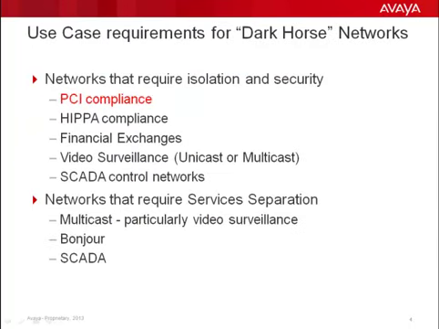There are many uses for Darkhorse networks, but they basically fall into two category types. First, networks that require security and isolation. Examples are PCI and HIPAA compliance, financial and trading applications, video surveillance, and process flow control environments, such as those facilitated by SCADA-type protocols. Second are networks that require services separation, such as multiple multicast domains or multi-tenant situations. As an additional note, Darkhorse networks provide effectively for both environment categories.